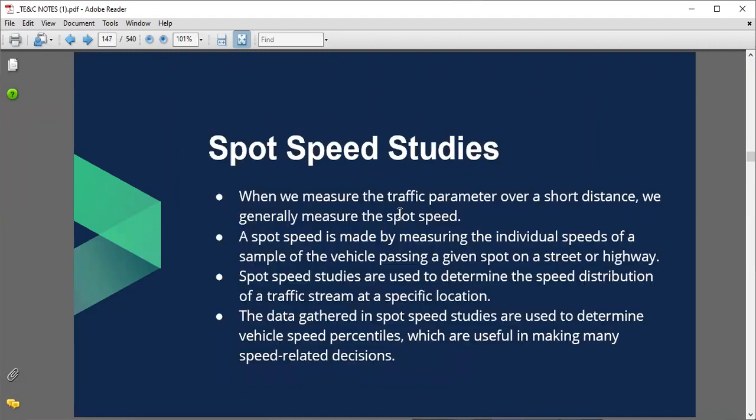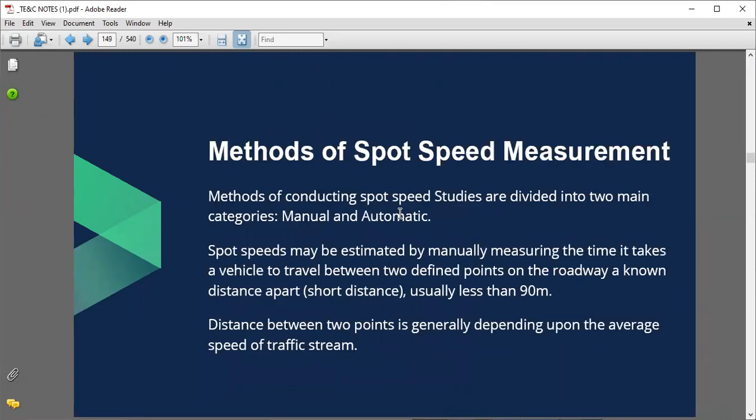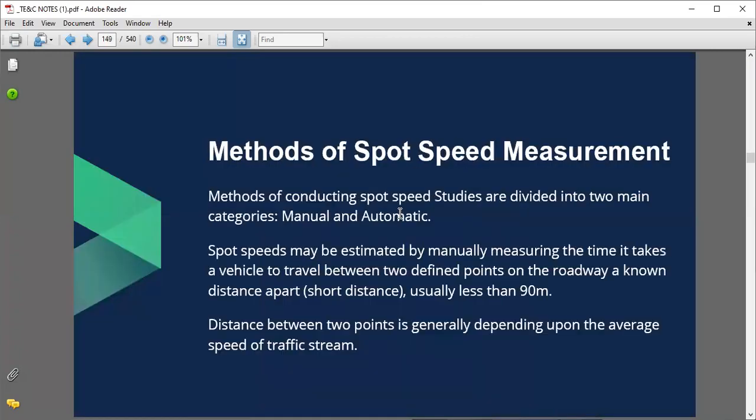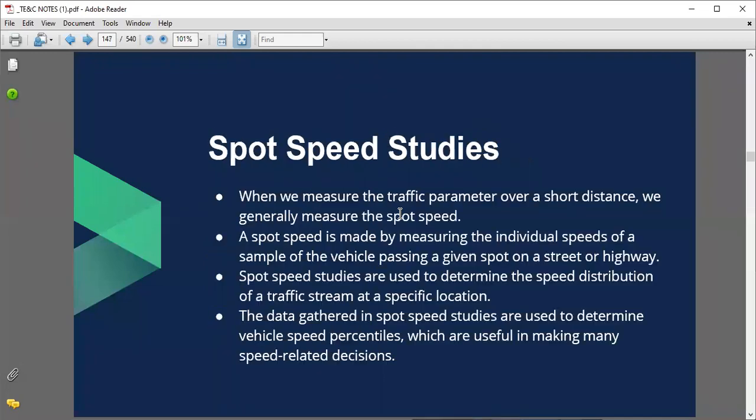Next one is spot speed studies. Okay, so we'll see here what spot speed is. I told you in the first lecture that spot speed is nothing but the instantaneous speed of the vehicle. Means at any instant, if we want to know the vehicle speed, that speed is nothing but the instantaneous speed of the vehicle.